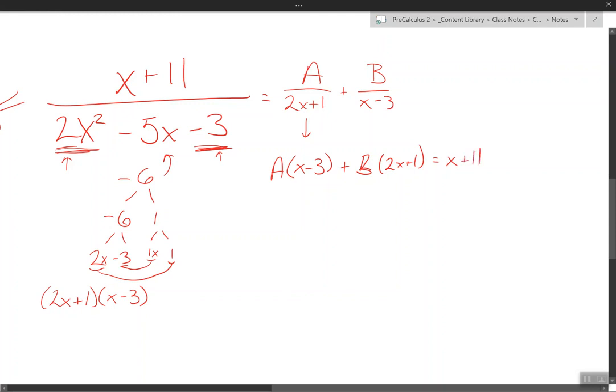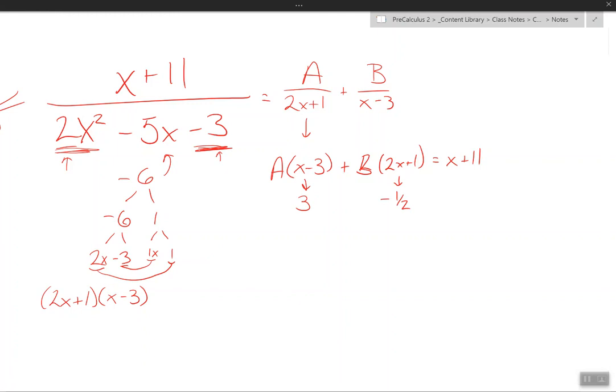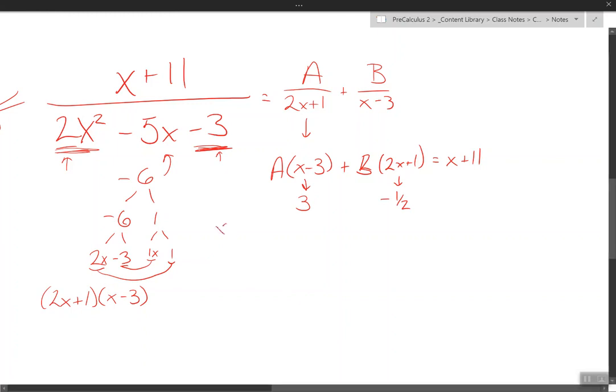Next thing we need to do is find our zeros. So for this first one with the a, 3 would make that 0. For b, we're going to have a fraction, so if we solve that, our 0 is negative 1/2. So those are the two x values that we want to plug in to be able to find a and to find b. So x equals 3 or negative 1/2.